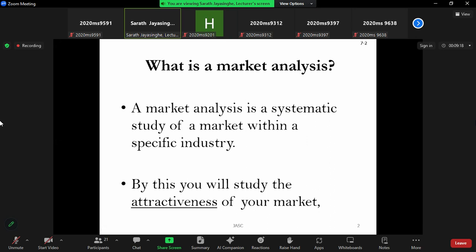So this is actually systematic markets under sub-market. Generally, in market analysis, what we are trying to do is a systematic study of a market within a specific industry. So if you select some industry, you can think about a market. By this, you will study the attractiveness of your market. So you have to assess the attractiveness of your market. Sometimes you call it industry, but when we think about a particular industry, particular product, we can think about market and sub-market.